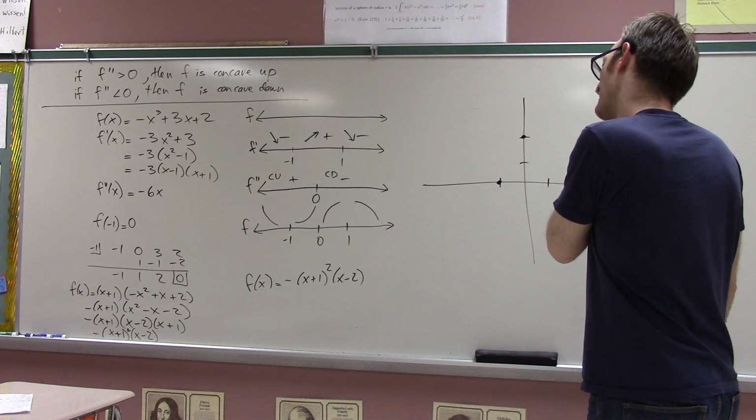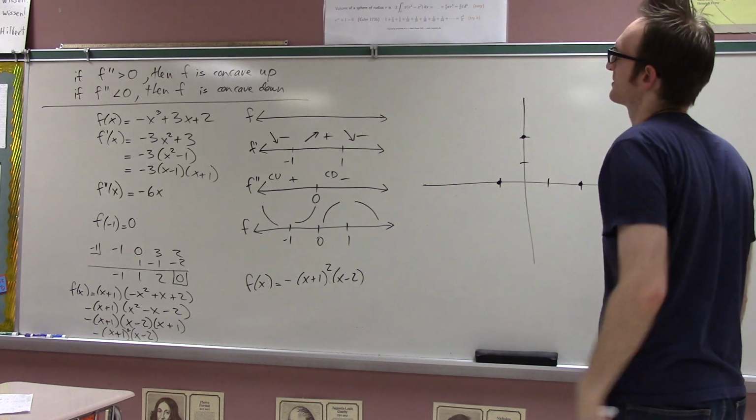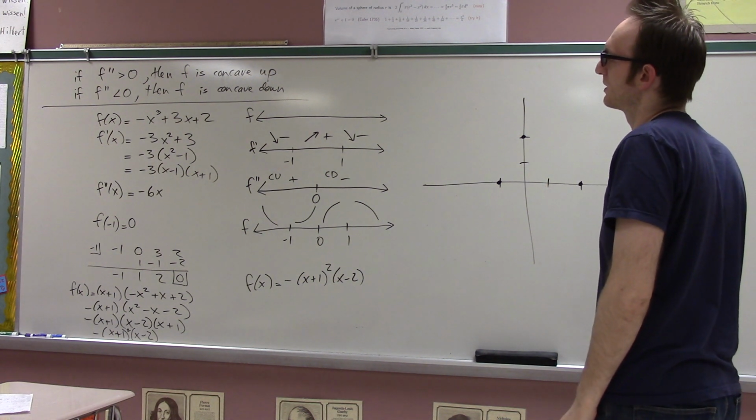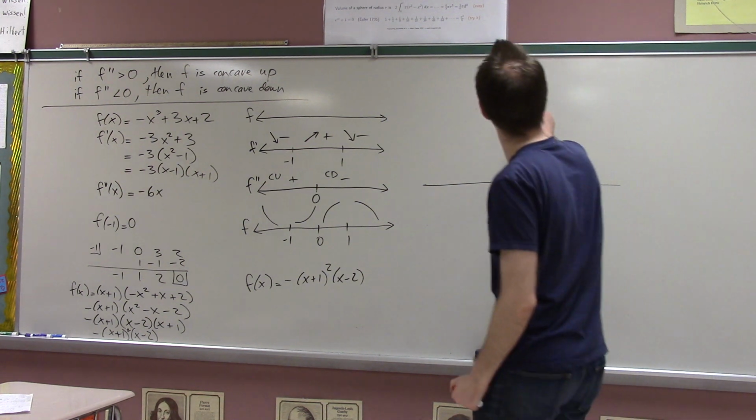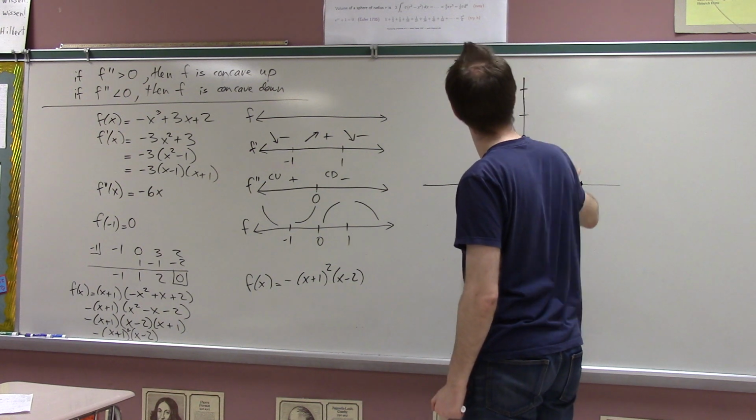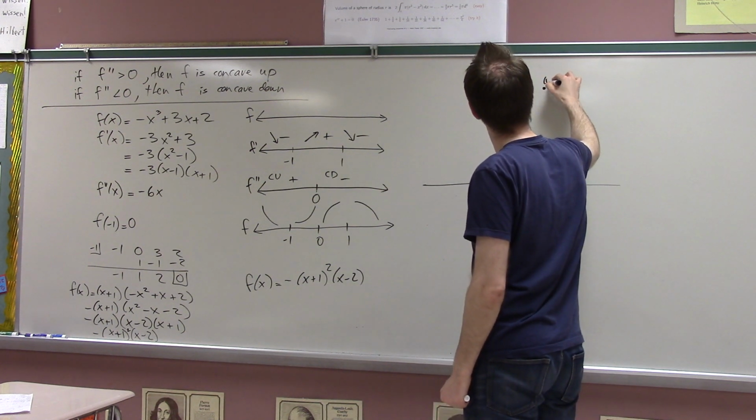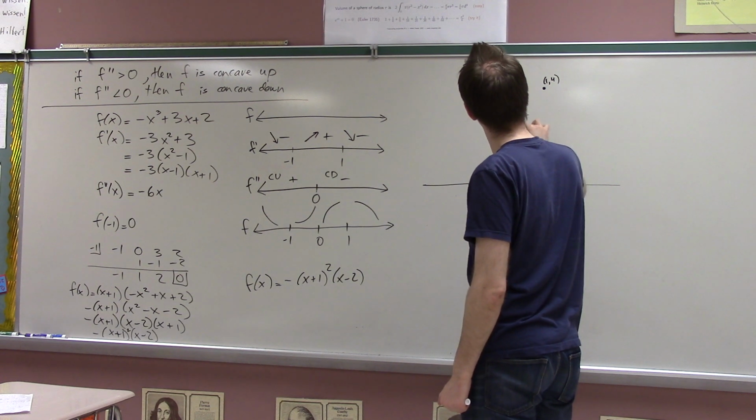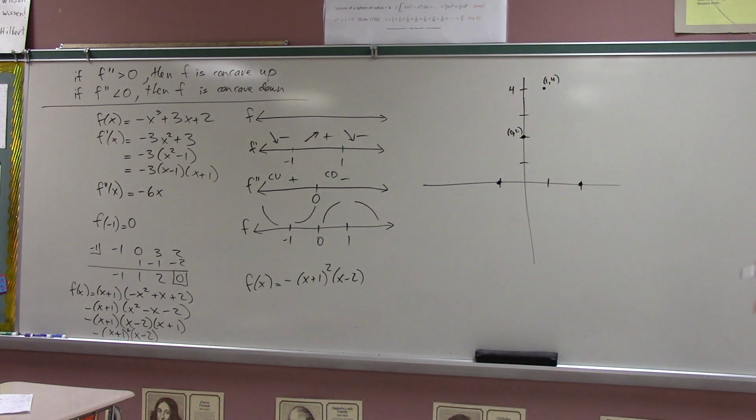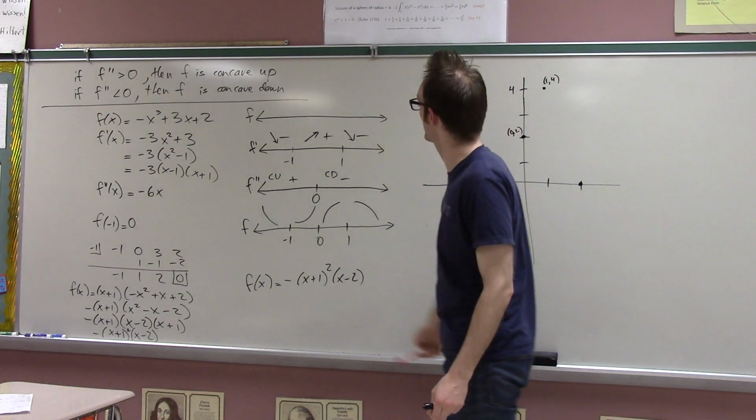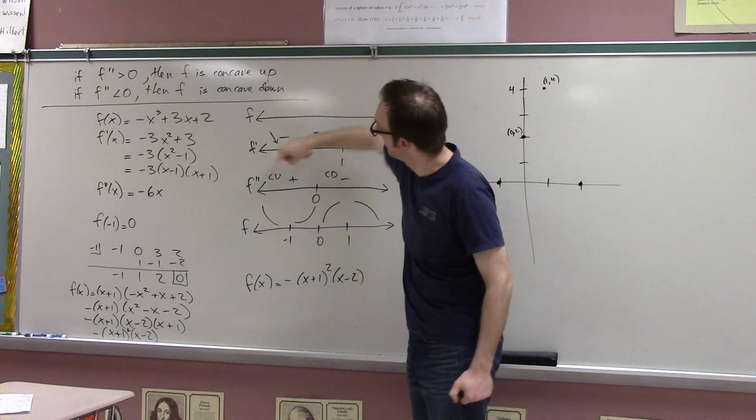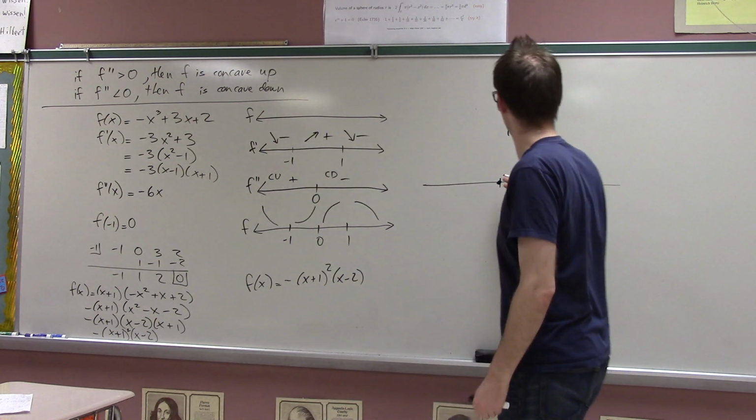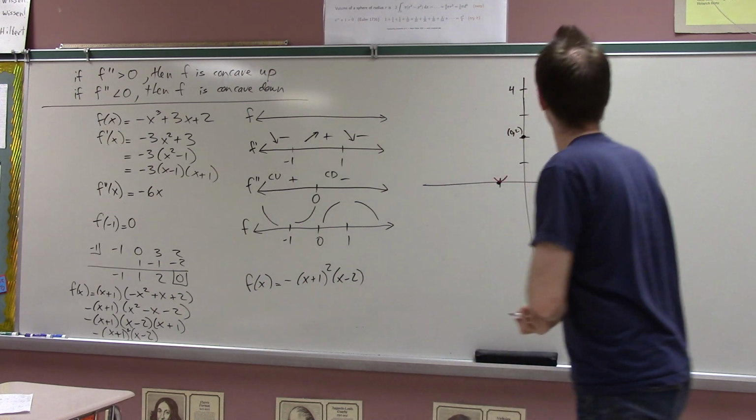And what are some other relevant points? I guess at 1, I care about this function also. When I plug in 1, I get 4, I believe. Yep, so 1, 4. Okay, so I have my point 1, 4, I have my point 0, 2, and I have those 2 points. All right, and now let's see what calculus tells me about this function. It tells me my function is decreasing until negative 1, then increasing, which means I'm going to have a relative min at negative 1. So that is going to be a relative min.